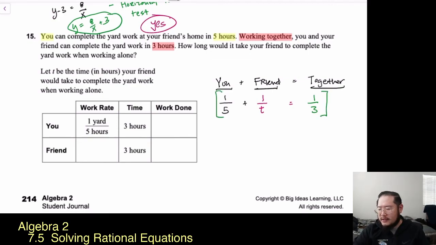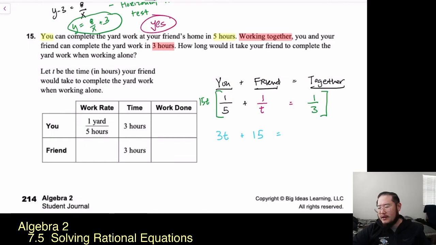We got to find what's the LCD right here. 5t and 3. Remember, you can multiply everything together, and that happens to work out to be our lowest common denominator, and it's 15t. So I have to multiply everything by 15t. So let's see what happens right here. I got 15t times 1/5. The 5 and the 15 will reduce. We got ourselves left is 3t. When we take 15t and multiply it by the friend, the t's will cancel out, and I got 15 times 1, and I'm left with 15.